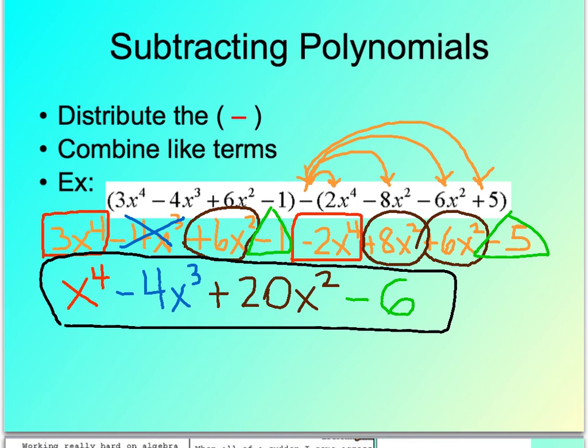Now one thing I do want to point out to you is the way that I box my like terms or put shapes around them. Notice that I use a different shape for each set of like terms, and also that when I put the shape around it, I include the sign in front of it. A lot of times people will miss that sign, so on this one, instead of calling it a negative 2, they'll call it a positive 2, and that messes you up when you're combining your like terms.